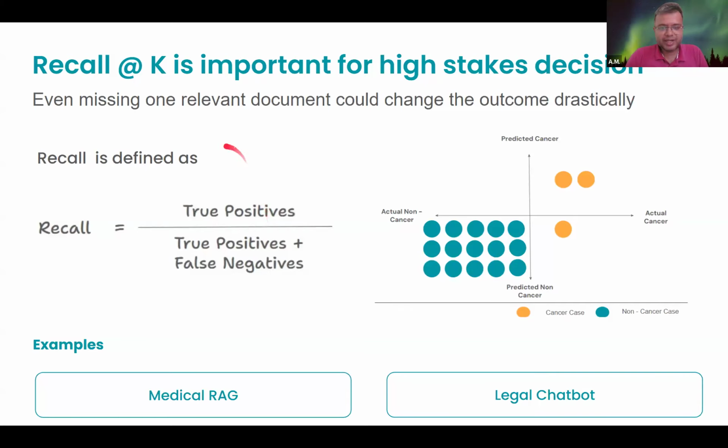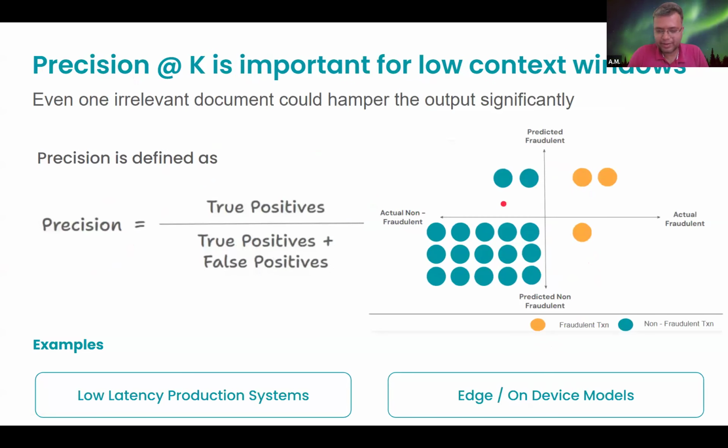So how do we explain recall? Recall is about the cases where something was actually cancerous and you were able to predict it, versus something which was cancerous but you predicted as non-cancerous. I think in this example there was one thing that we skipped.